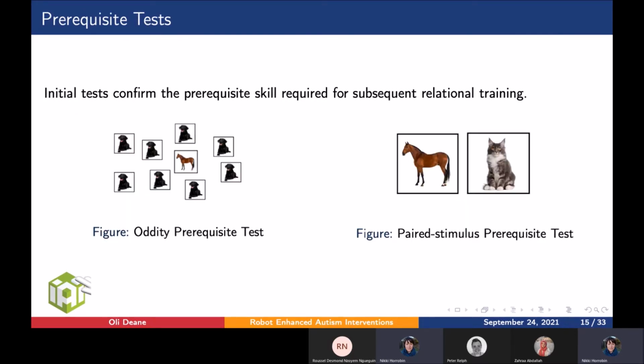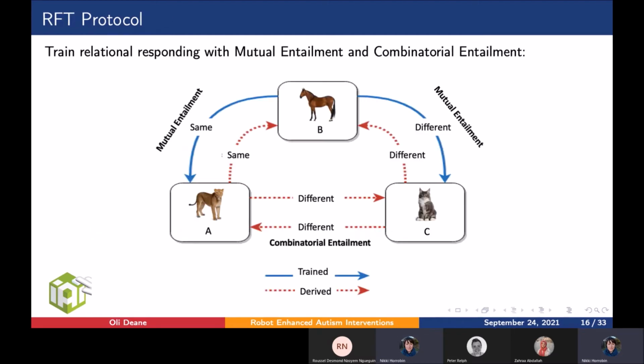So to do this during normal RFT sessions, you need to first confirm that the child has the necessary prerequisite skills. And here that's the ability to differentiate between objects based on their physical properties. And we do that via two protocols. The first is just to spot the odd one out. And the other one is presented with two stimuli and ask the child are they the same or different. These two protocols are something that the robotic system that we designed can replicate and perform.